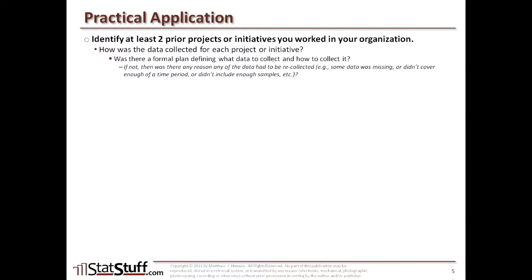For example, maybe you noticed as you were going through the project itself, you saw that some critical data was missing, or it didn't cover the correct time period, or maybe it didn't have enough samples, or that kind of thing. And how would the project or initiative have benefited, if at all, if there were a formal plan that was defined on how to collect that data?